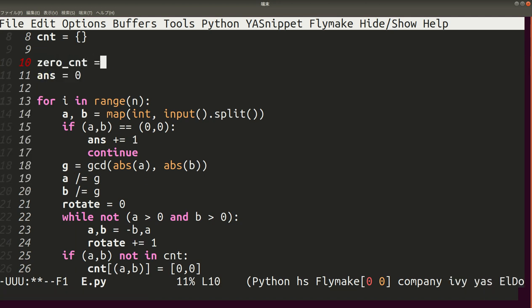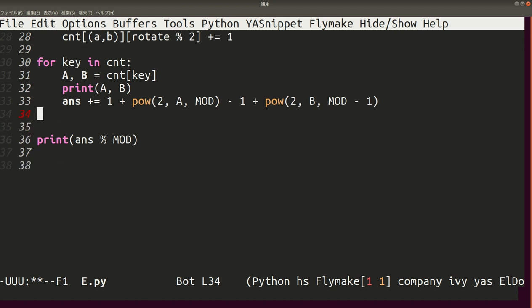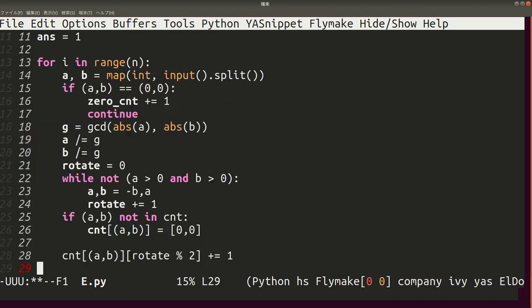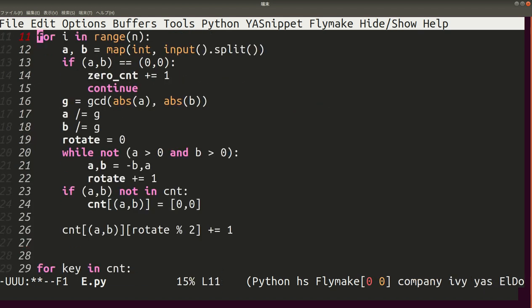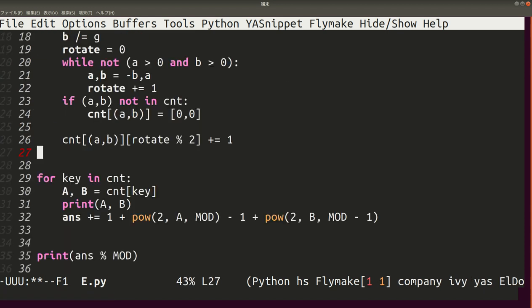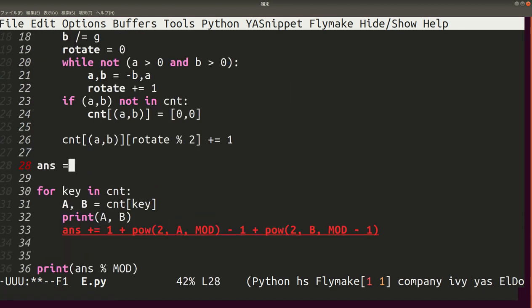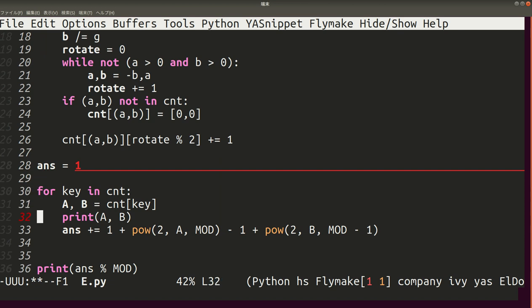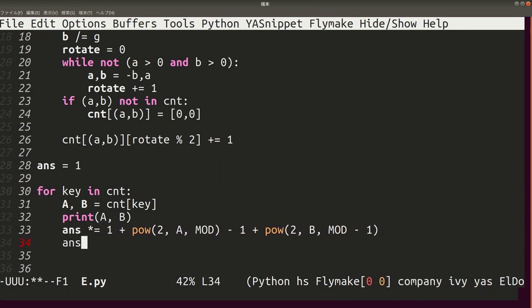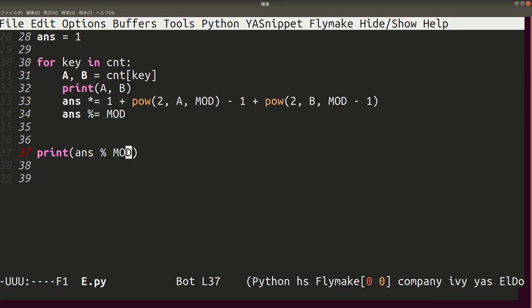So 0 count to 0 and answer must be 1. 0 count to 1 and answer must be the product of all of this. So 1 times this value, take a mod. Okay, and finally add the 0 count.